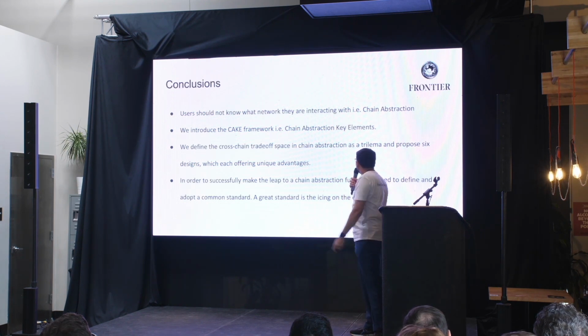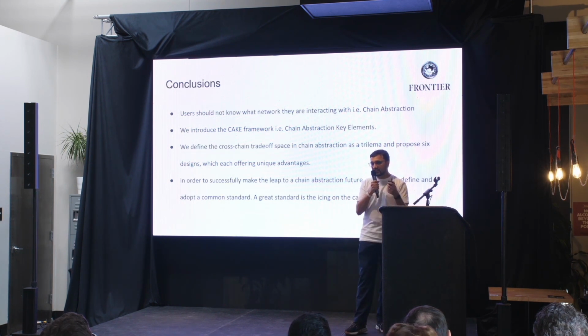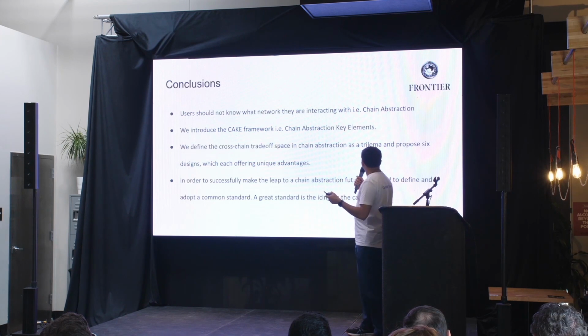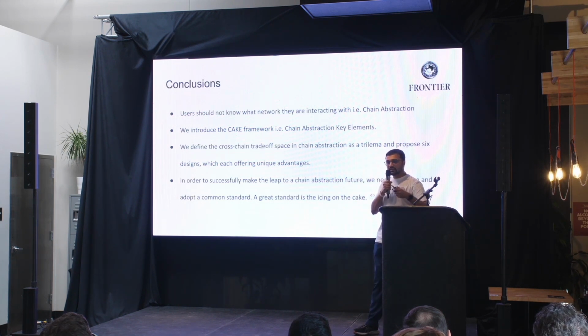We introduced the cake framework to think about these chain abstraction key elements, how these different layers compose with each other, what the design trade-offs are, and what the 6 designs are that emerge. And I think in order to successfully make the leap of chain abstraction, let developers build the next set of applications, and bring the next magnitude of users to crypto, we need some sort of standardization on how these different layers of cake communicate with each other, and that is in the works.